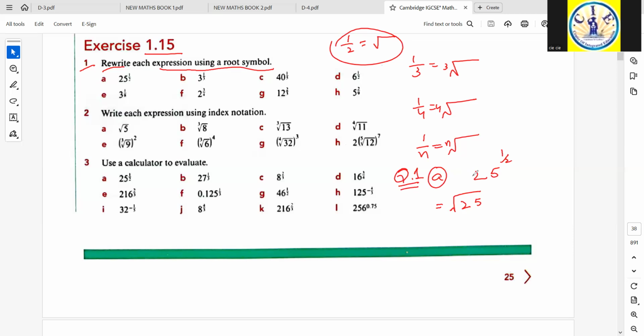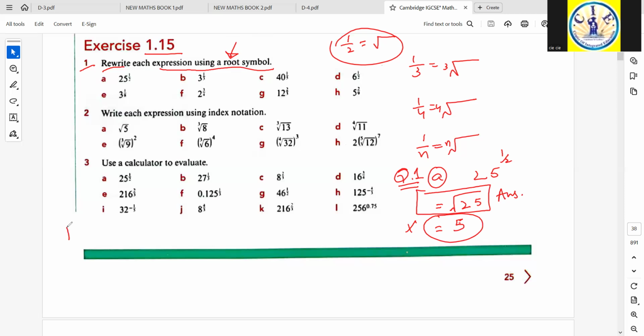Now normally we can see that square root of 25 can be simplified to give us 5. But since the requirement of the question is using a root symbol, we need to retain our answer up till here. No need to simplify it in this case.